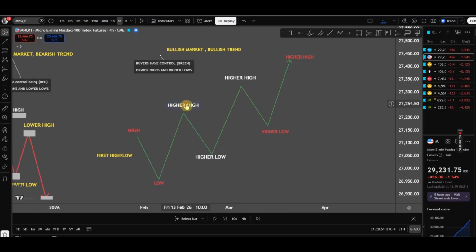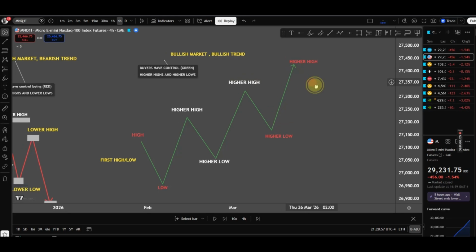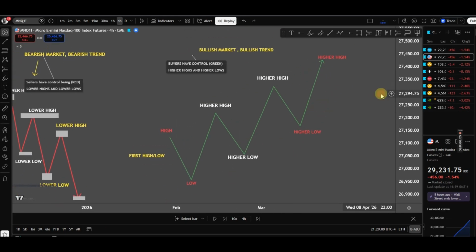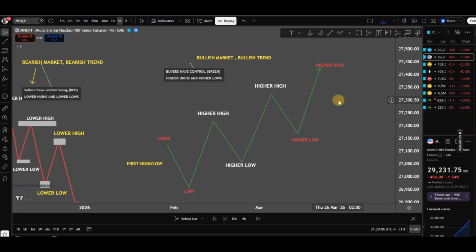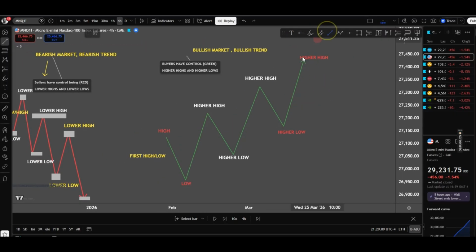So, back to an uptrend. This is an uptrend. We have a high, we have a low, we have a higher high, higher low, higher high, higher low, higher high. This is an uptrend right here. This is when the market is in an uptrend. Buyers have control. We're making higher highs, we're making higher lows, and that's how you're able to tell whether you should buy or sell. I'm going to get to that in another video.